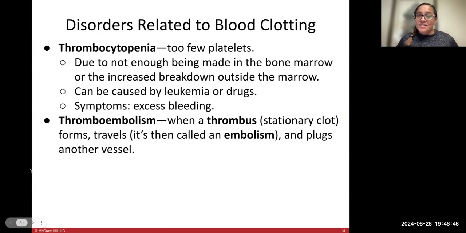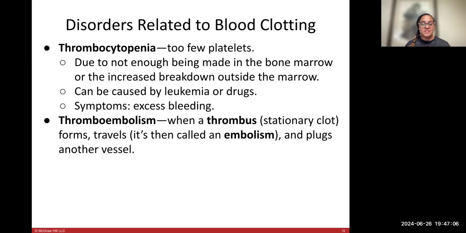Now, disorders related to blood clotting. Thrombocytopenia is too few platelets due to not enough being made in the bone marrow or increased breakdown outside of the marrow for some reason or another. It can be caused by leukemia or drugs. The symptom is just excess bleeding. The clot is just not forming for some reason.